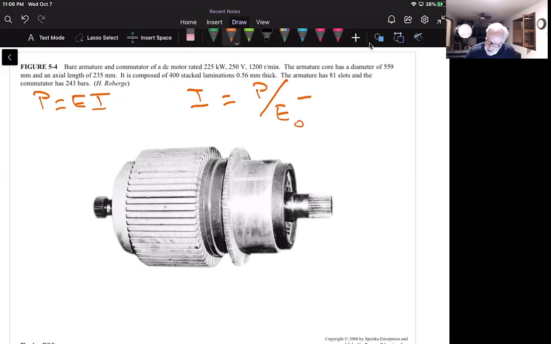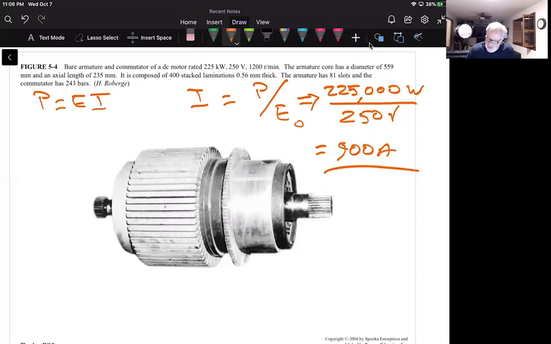And so what that leads to is this 225 kilowatts divided by the rated voltage that was given to us. Doing that division, I would find the armature current running through all those coils is 900 amps. Now think about that for a minute. A lot of current, right? 900 amps.